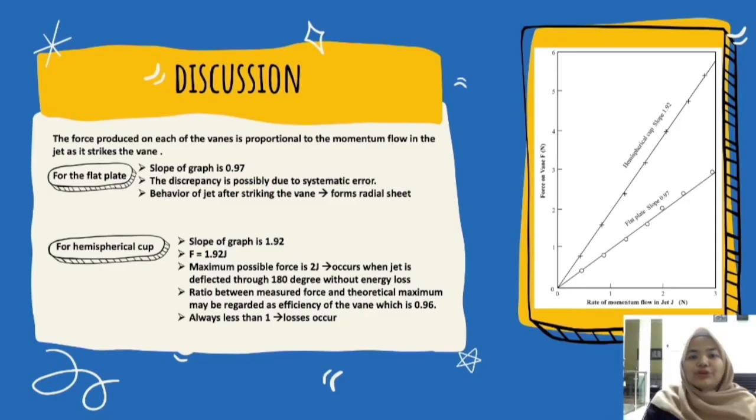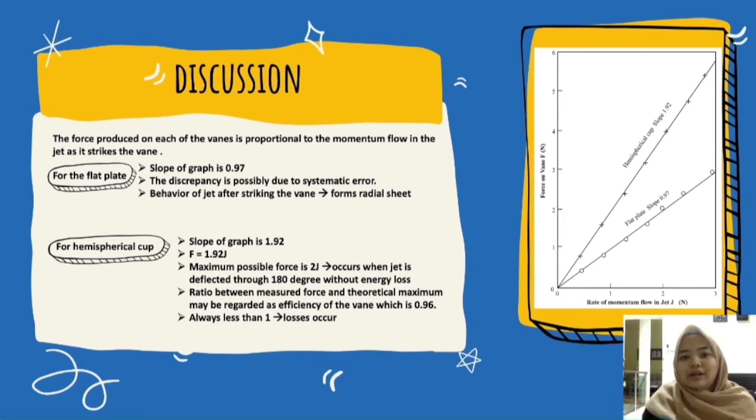The force produced on each vane is proportional to the momentum flow in the jet as it strikes the vane. For the flat plate, the slope of the graph is 0.97 as compared with the ideal value of 1. The discrepancy is possibly due to systematic error, such as error in taking the nozzle diameter. A further possibility lies in the behavior of the jet after striking the vane. It forms a radial sheet which impinges on the inner wall of the surrounding cylinder and then divides, some of the water flowing down the cylinder wall, and the rest flowing upwards on the vane.